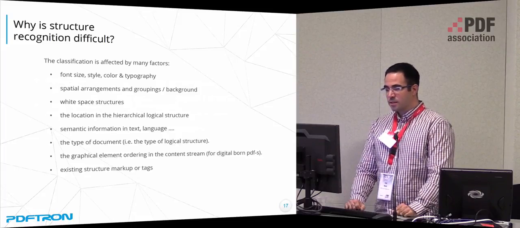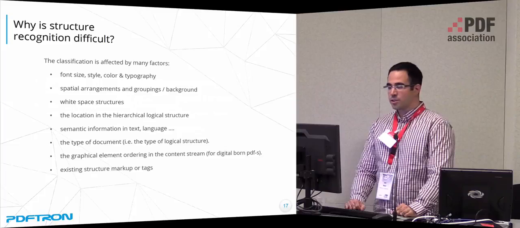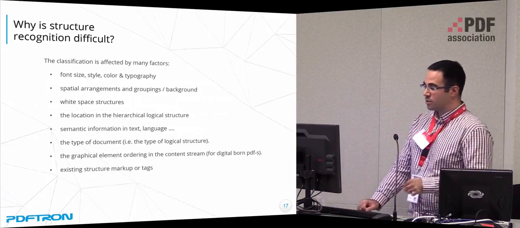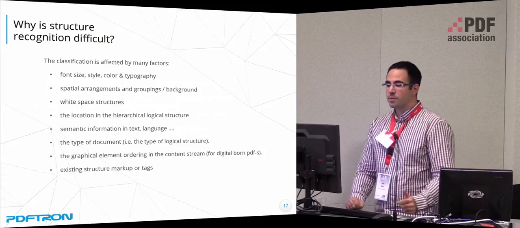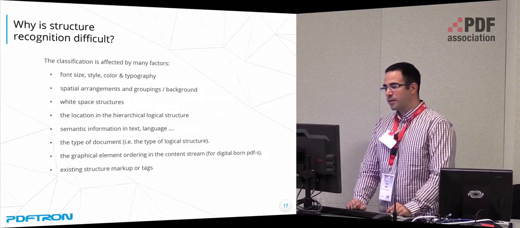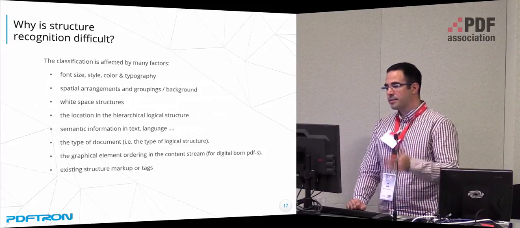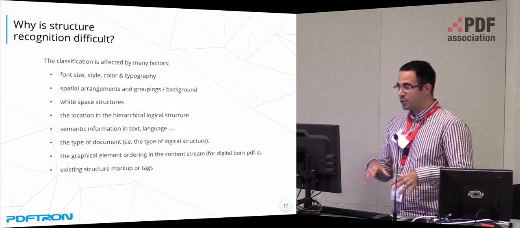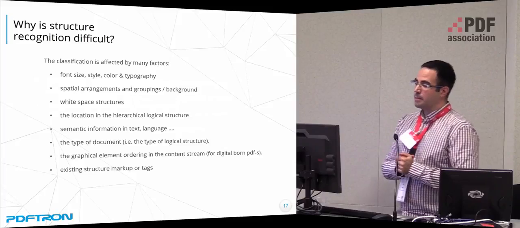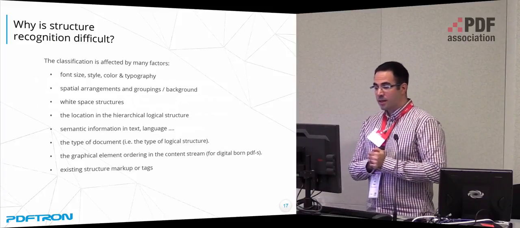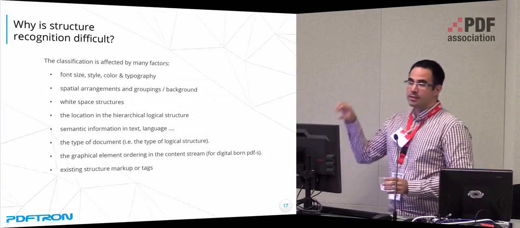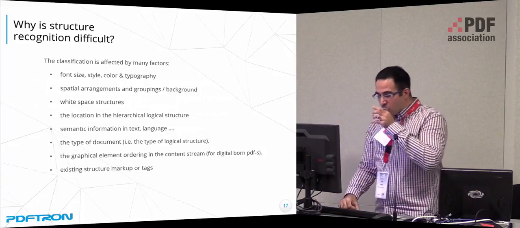Another complication with structure recognition is that the classification task is affected by many more factors, compared to typical OCR. We have to deal with things like font size, style, typography, spatial arrangements, and groupings of elements on the page. There's background, white space structures, the location of an element within the semantic tree, and so forth.